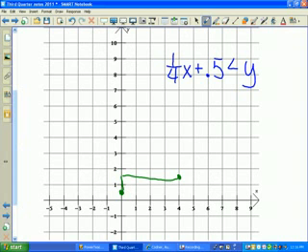So am I drawing a solid or a dashed line? Hopefully you said dashed. Okay, it's not really a line, but you know what I'm saying. And it's dashed because I just have a less than symbol.